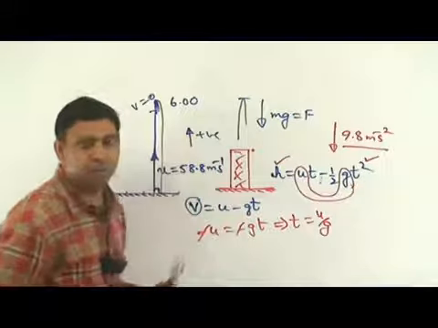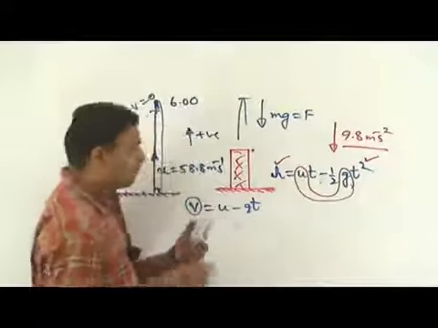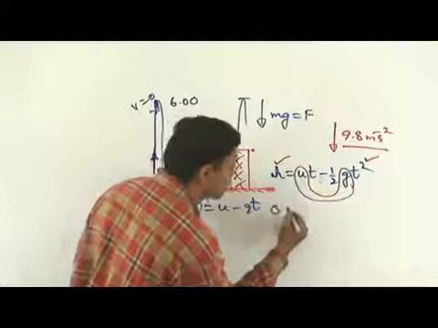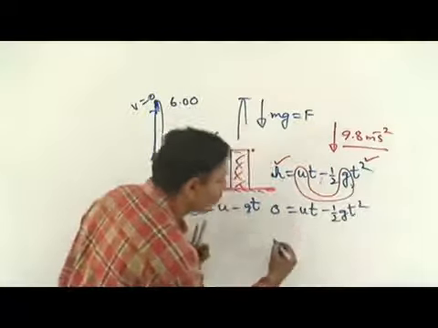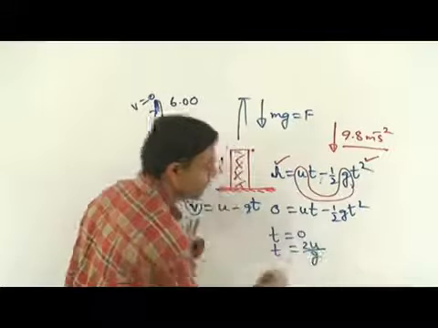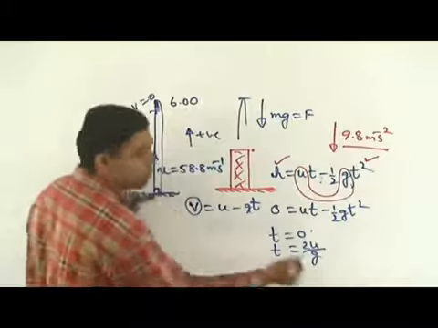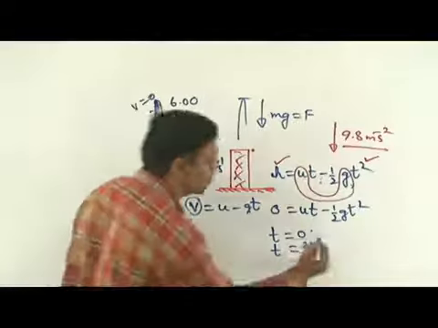Now, suppose we need the time of flight, meaning the time to go up and come back. So displacement should become 0. Just substitute 0 here, and you'll get ut minus half gt squared equal to 0. On solving, you will get either t equal to 0 or t equal to 2u by g. That means at t equal to 0 the particle is here, and at t equal to 2u by g the particle is here. The difference in time is the time in which the body goes up and comes back. So this becomes the time of flight.